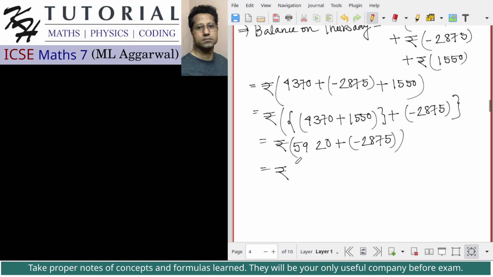So this is equal to rupees. Now the numerical value of 5920 is 5920, and the numerical value of minus 2875 is 2875. So definitely we have to subtract 2875 from 5920, and the sign will be the sign of the numerically greater integer. So it will be positive. So we have to now find 5920 minus 2875, which is 3045.